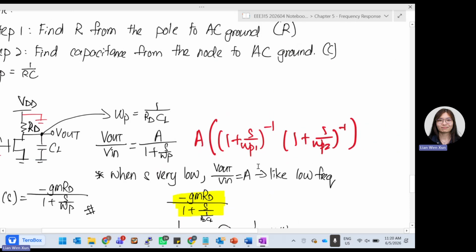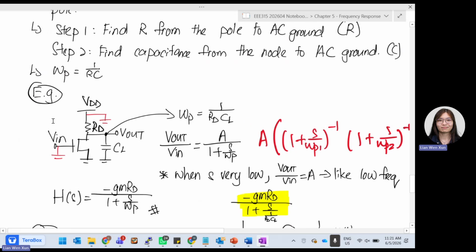So Vout over Vin, generally, you can follow this red color formula. Now we only got one omega p because you only got one pole. Then you will only consider the first part. If you've got two poles, then you consider the second part and so on, multiplied together. So now we consider this part only. So we substitute. What type of amplifier is this? It's a common source, common gate, or common drain. Which type of amplifier does it look like?